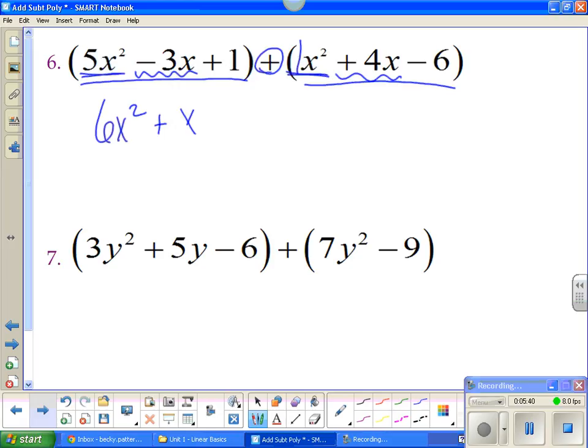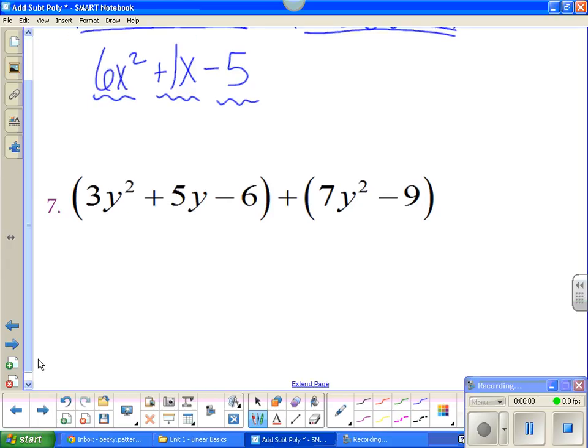And again, you can put the 1 in front of the x, but you don't have to. And then I have this positive 1 and this negative 6, which are like terms, which would give me a negative 5. Also notice how I wrote my answer. It has the x squared term in the front, and then the x to the first power, and then the term that doesn't have an x. That's called descending order, which is how you're going to see most of your answers written.